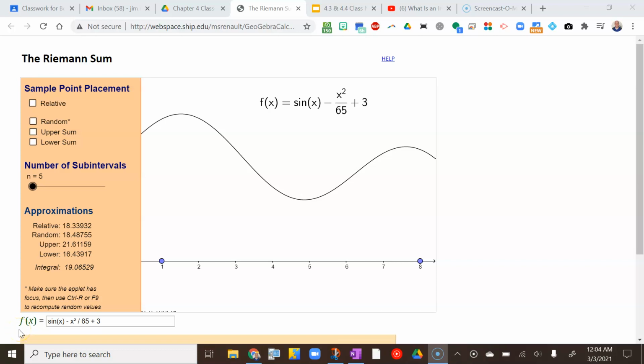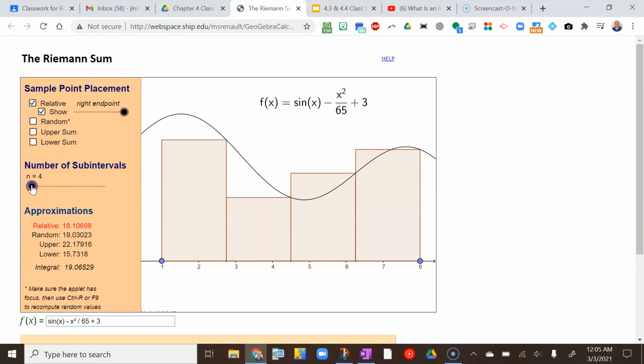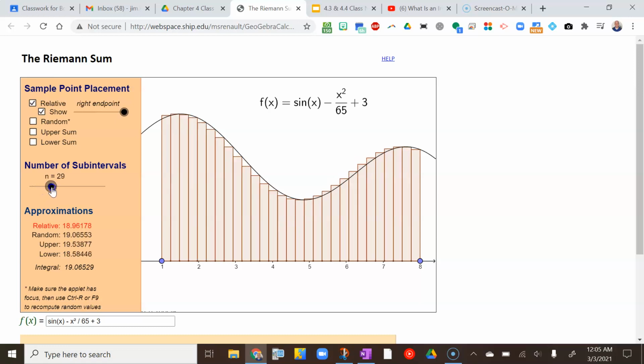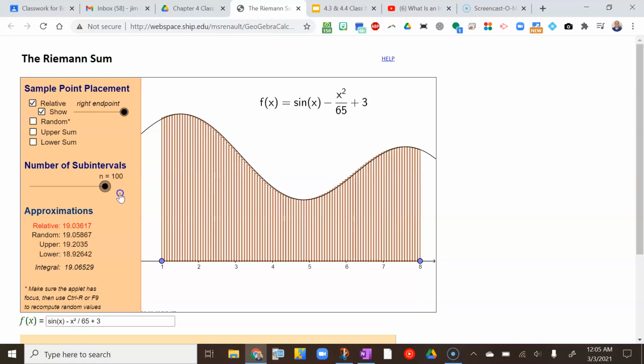Okay, this is the moment you've all been waiting for. We are going to find the exact area under this curve. And so let's start with what we know. We know that we can approximate the exact area under the curve using rectangles. And we also know that the more rectangles we use, the more accurate that approximation becomes.